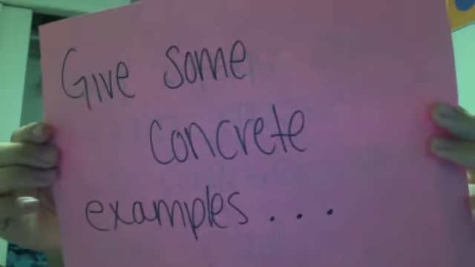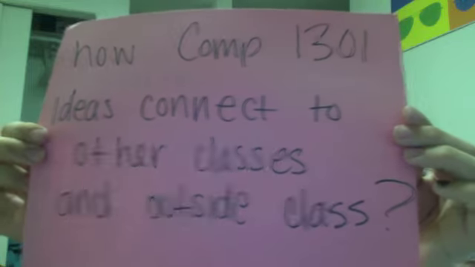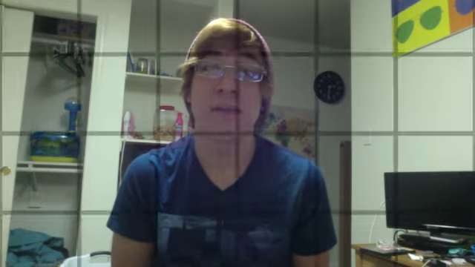Give some concrete examples how Comp 1301 ideas connect to other classes and outside class. Comp 1301 connects to other classes by emphasizing the wrong in plagiarism. And, well, because of 1301, I can now say that I can successfully cite all of my sources to prevent the thought of plagiarism to my readers.